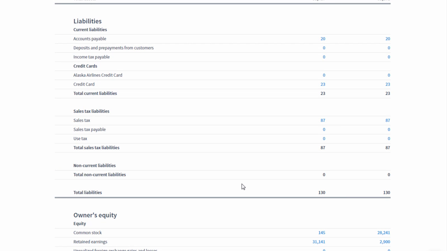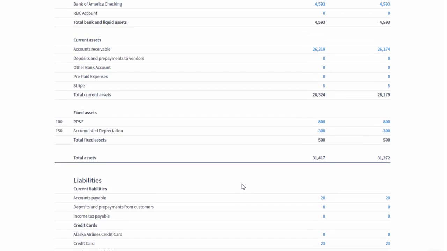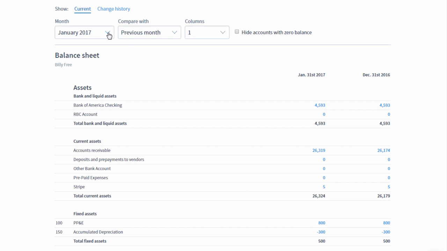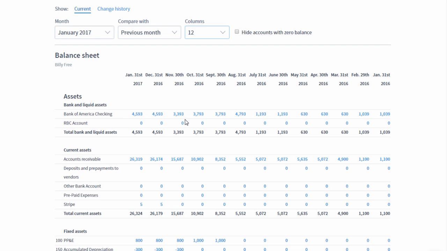Now that you know your way around the balance sheet, I'll show you some ways to glean financial information from it. If you're curious about how the amount of cash in your bank account changes throughout the year, you'd select your current month, compare it with the previous month, and set the number of columns to 12. Based on this view, I can see how my cash levels fluctuate throughout the year.